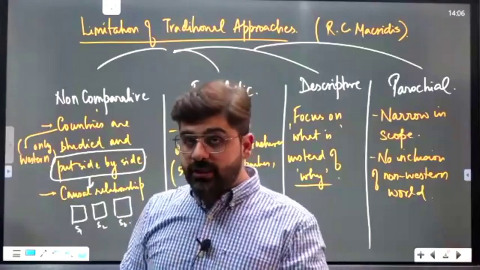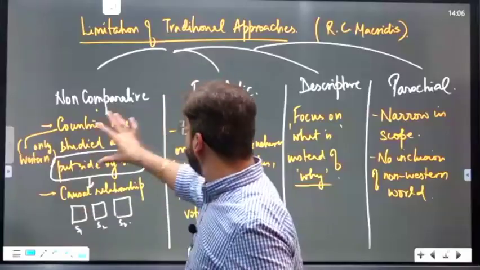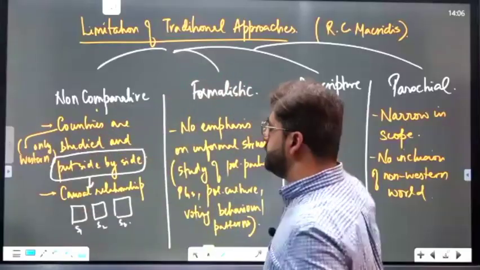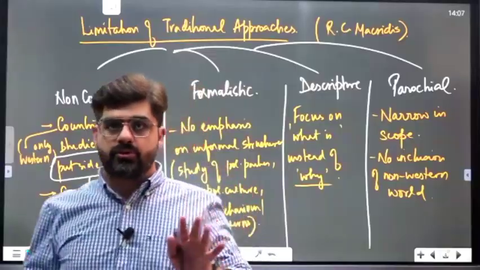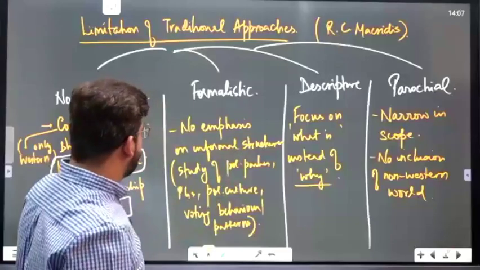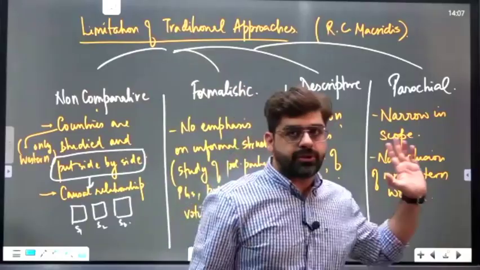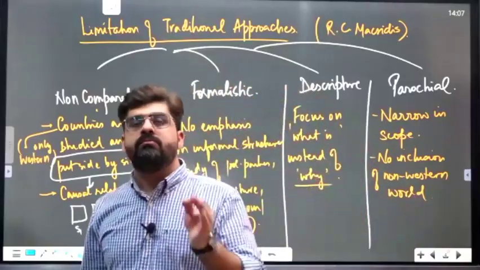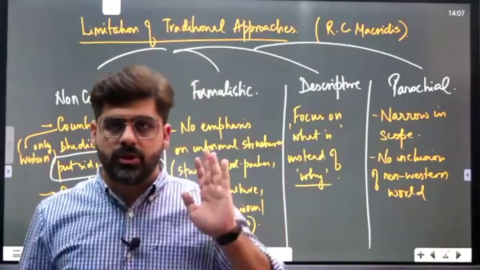Okay. Any doubts at this point of time? Because there is an overlap in this idea, this idea, this idea, this idea. He uses four words to criticize the traditional approaches. Traditional approaches are non-comparative, formalistic, descriptive, and parochial, as a result of which we have to let go of them and we have to come to new approaches.